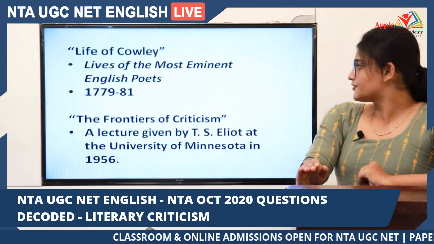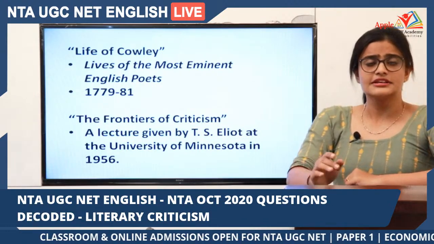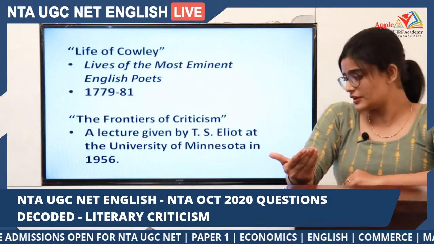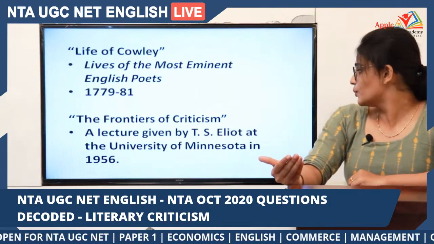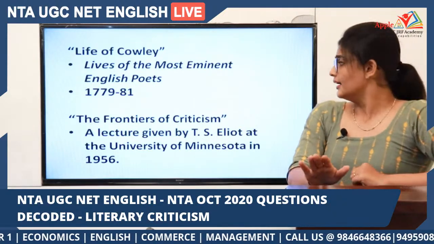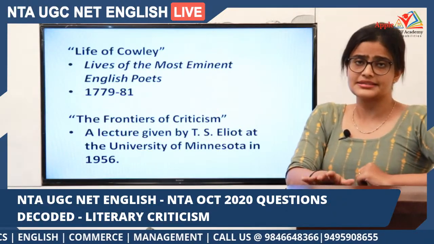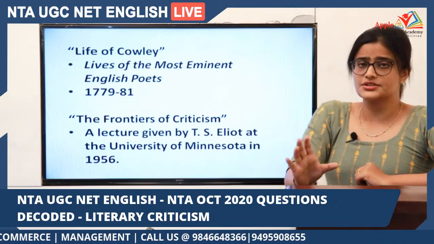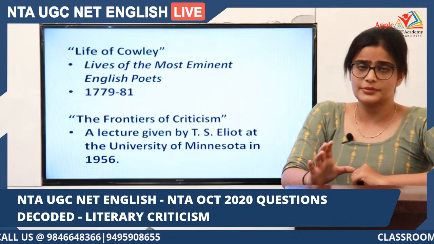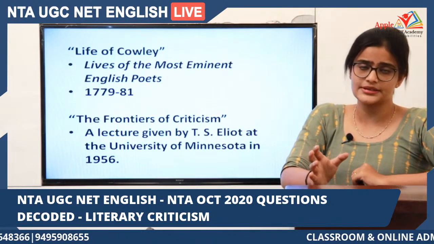Then we have the Frontiers of Criticism. It is actually a lecture or a speech given by T.S. Eliot at the University of Minnesota in 1956. So we can say that the Frontiers of Criticism is the last work in the chronological order among the options, and the first one will be A Defense of Rhyme by Samuel Daniel.